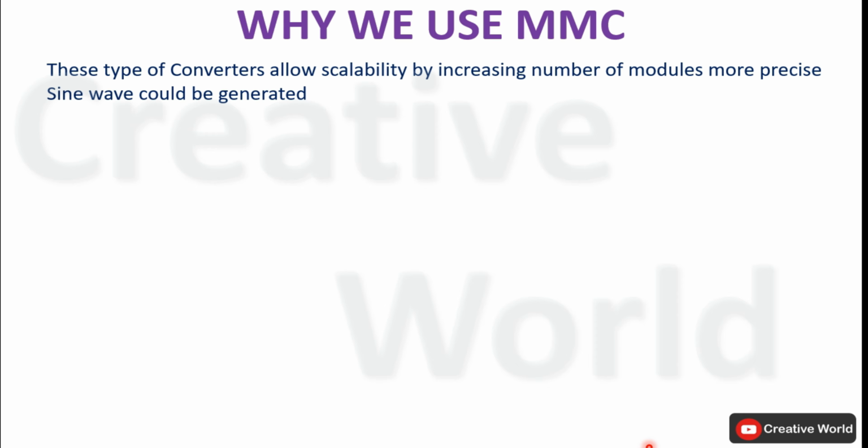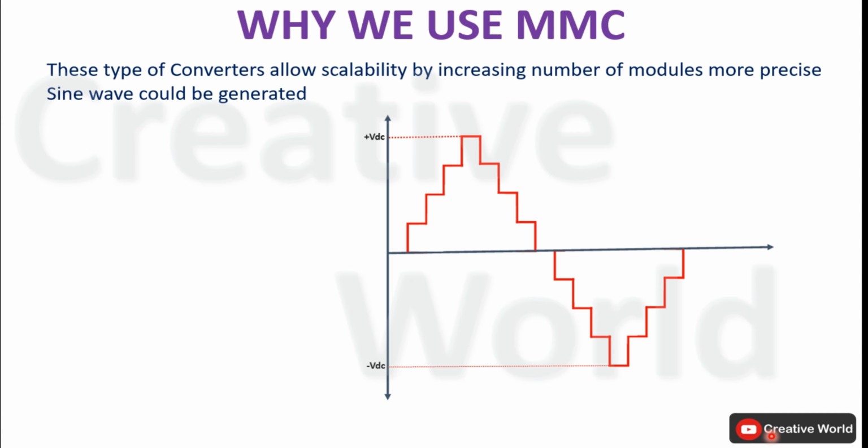Another benefit of increasing the number of modules is that we can get an output waveform which is very close to a pure sine wave. Here is a modular multilevel converter output waveform. Let's suppose the average of the first step is this point. Similarly, the average of the second step is this point, and so on. Now if we join all these points together, you may see that we are getting an average voltage very close to a sine wave.